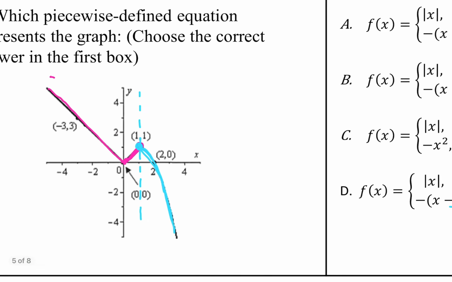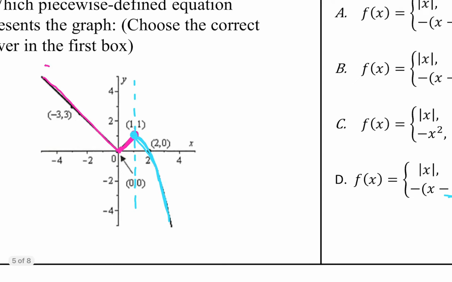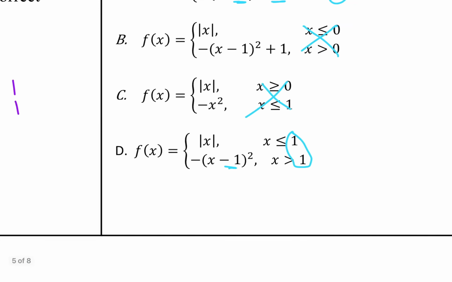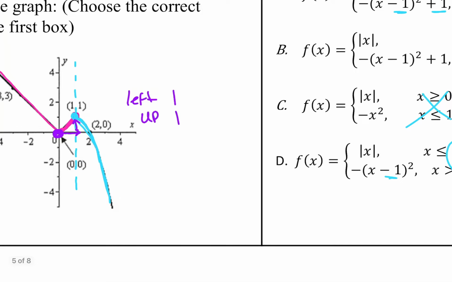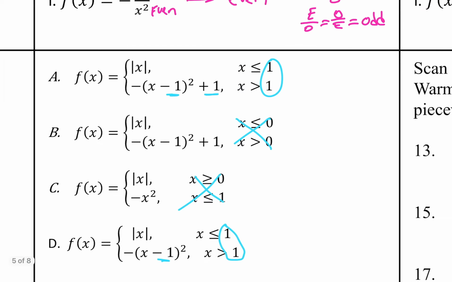So let's take a look at our function. You can see that if this started right here, if the parabola started here, it went left 1 unit, up 1 unit. So I need a function that shows us going left 1 and up 1, and that's going to be right here. I said left. I meant right. Right 1. Sorry. Right 1, up 1.